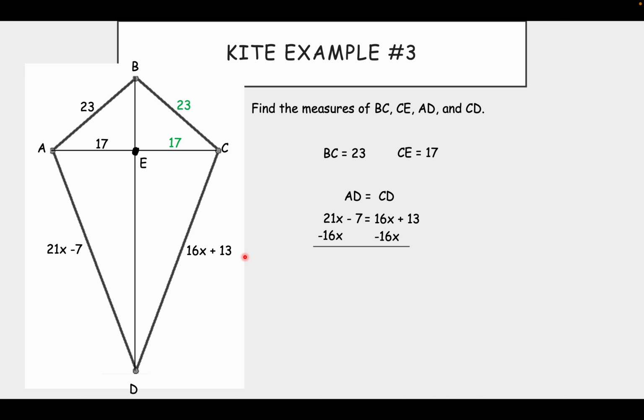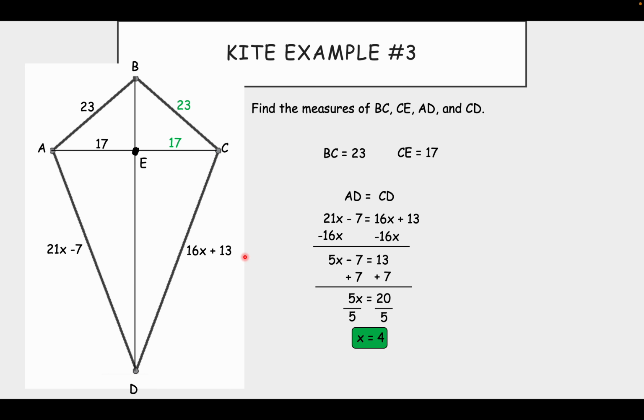Get the x's together on one side, leaving us with 5x minus 7 equals 13. Add 7 to both sides. So we get left with 5x equals 20. Divide by 5 on both sides, x is going to equal 4.